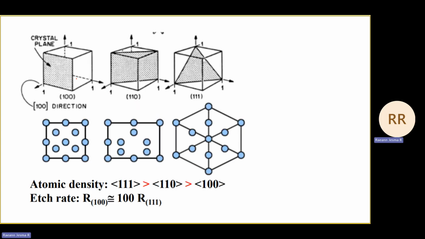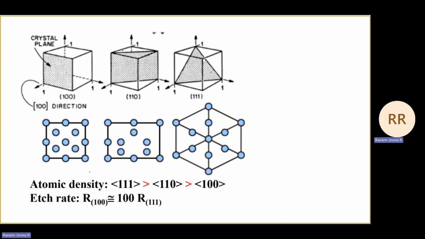You would have heard of various crystallographic planes, right? Generally we can represent the unit cell of silicon using a cube, and here the shaded portion tells which kind of plane it is. This is a 100 plane, this is a 110 plane, and this is a 111 plane. Looking at the atoms of silicon, the atomic density for 111 is higher compared to 110, and the least atomic density is present in the 100 plane.